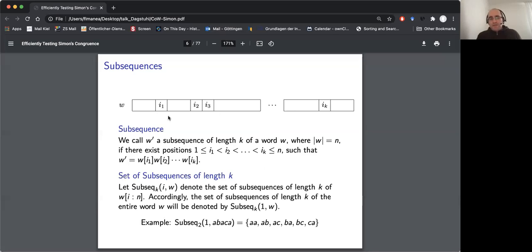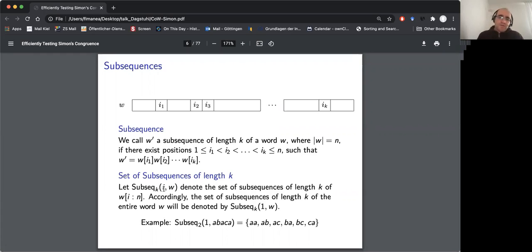And here you can see a drawing of what that means. These i1, i2, and i3 don't necessarily need to be consecutive. They can also be consecutive and so on. Obviously, if i_{j+1} is i_j plus 1, so basically all these positions are consecutive, then we talk about a factor of the word, which is also a well understood and very interesting notion, of course. Now, the set of subsequences of length k of the word W is defined as Subseq_k of W.